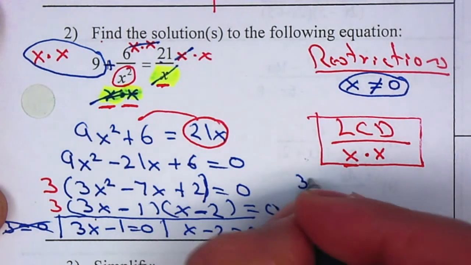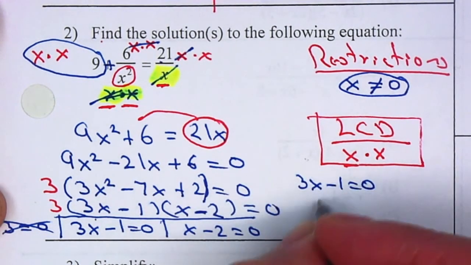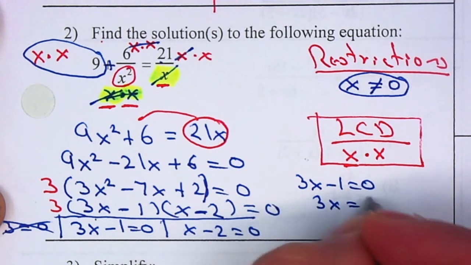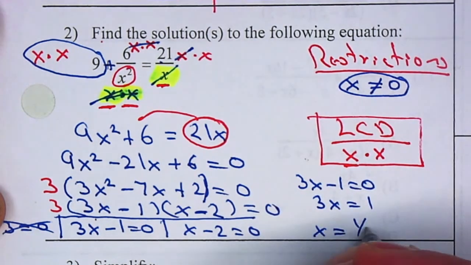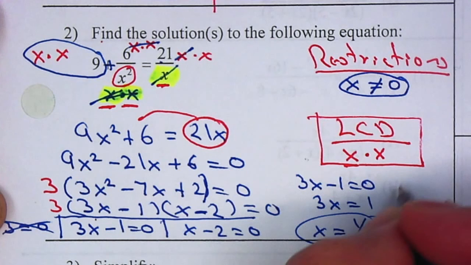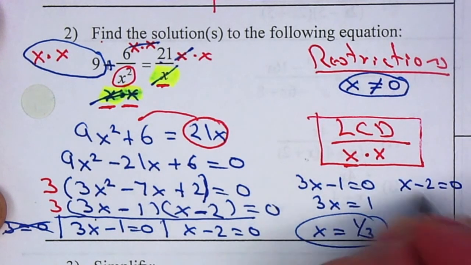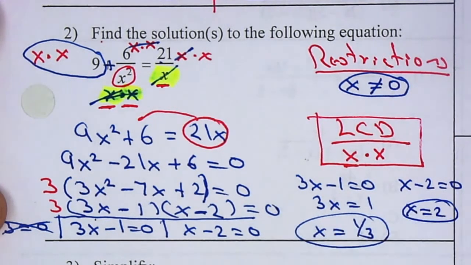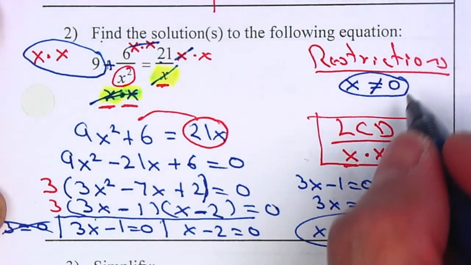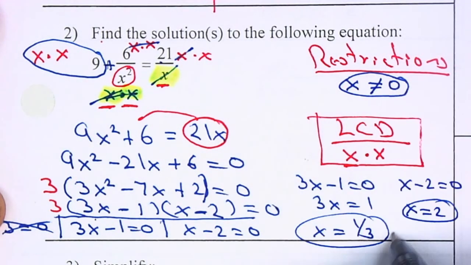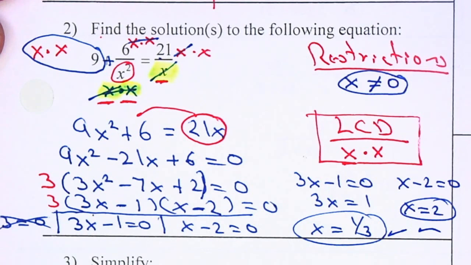Let me solve over here. The first one is 3x minus 1 equal to 0. Move my 1 to the right, becomes a positive. Divide by 3, x is equal to 1/3. My second one, I have x minus 2 equal to 0. Move my 2 to the right, becomes a positive 2. Now, does it conflict with any of my restrictions? No. So they both are fine.